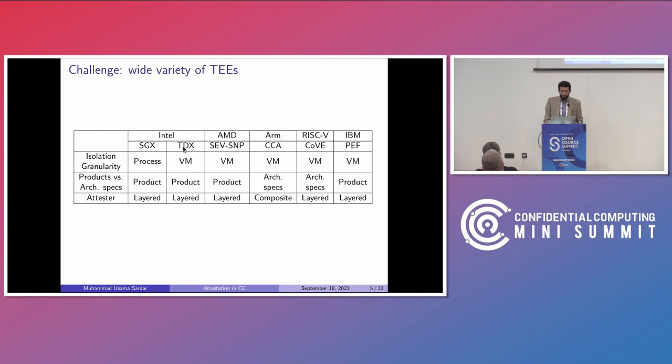As you will see, it's already covering a lot of the different varieties of the flavors of different TEEs that we have. For instance, it's covering the VM-based here. It's covering product versus architectural specifications. And from here, it's already covering the layered and the composite. So we have basic primitives for verification on the basis of which one can build a formally verified solution. So that's what we were aiming at.